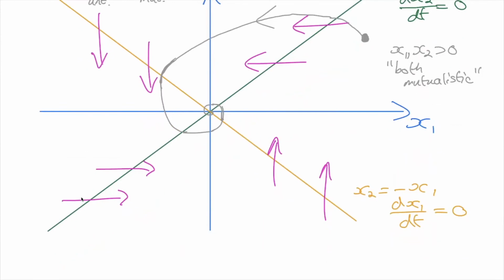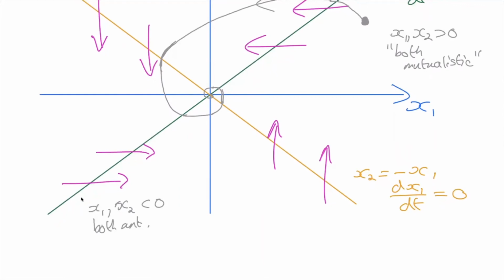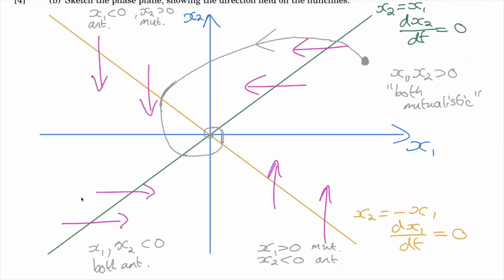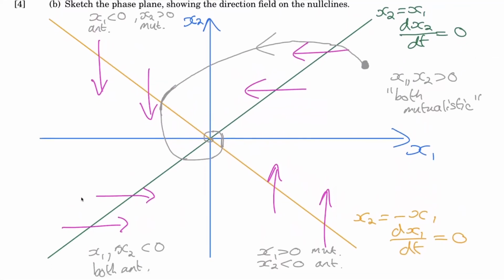They then move down to this bottom left quadrant where both are negative. So both are going to be antagonistic. And then they move finally into this bottom right quadrant where x1 is positive and x2 is negative. So x1 is going to be mutualistic and x2 is going to be antagonistic. So both species start off being mutualistic, then x1 becomes antagonistic, then x2 also becomes antagonistic, then x1 becomes mutualistic, x2 becomes mutualistic as well, and then the cycle continues.